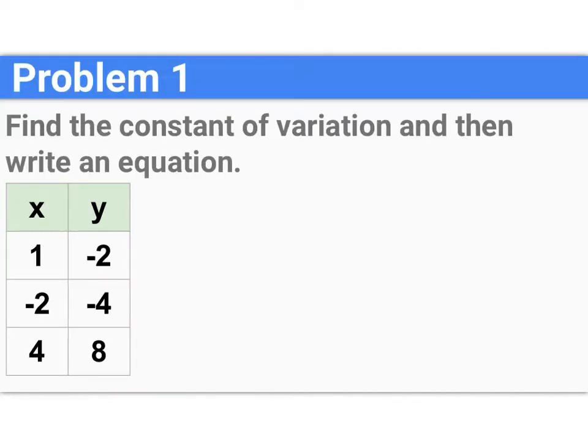Find a constant of variation and write an equation. So negative 2, positive 2, positive 2. This does not show the constant of variation. It is not there. So this does not show direct variation. So not possible.